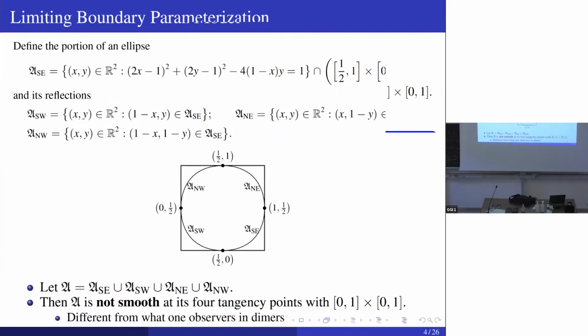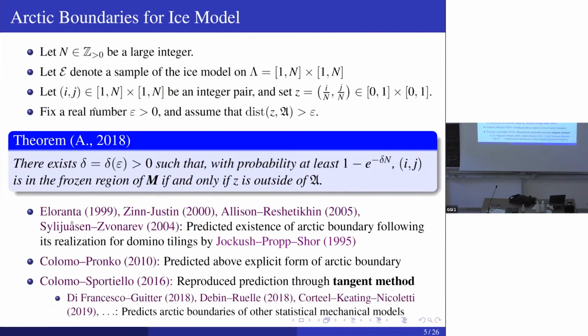Okay, so I'll state a theorem that was predicted well before this work. We'll start with an integer n, which is large, and we'll pick some sample of the ice model, just a uniformly random sample of the Six-Vertex model with all weights equal to 1 with domain-wall boundary conditions. We'll let ij be some vertex, some point in my lattice, and we'll set z equal to the normalization of ij. So I'm just scaling it down by a factor of n. And we'll fix some epsilon, which is kind of telling me whether I'm inside or outside this ellipse.